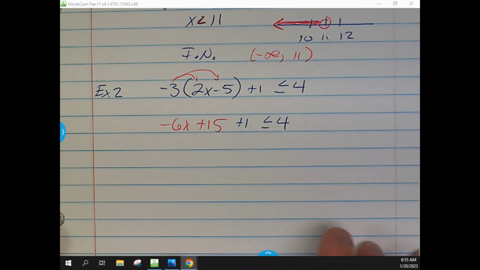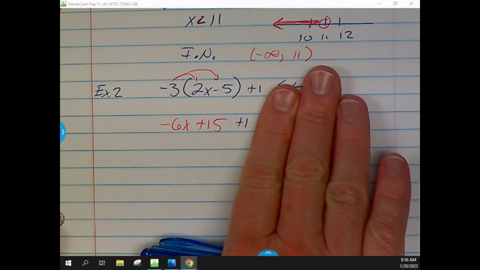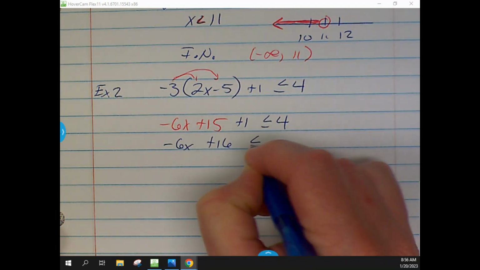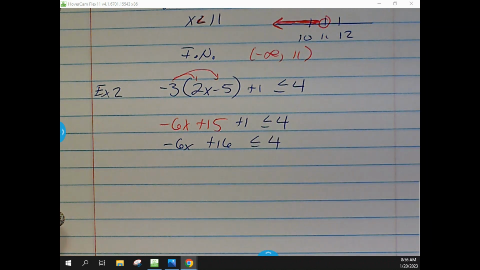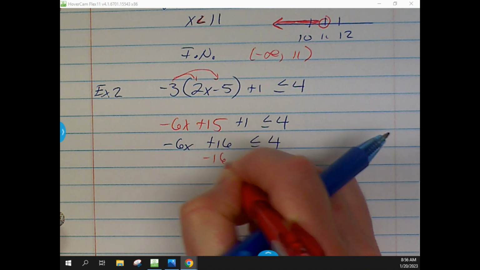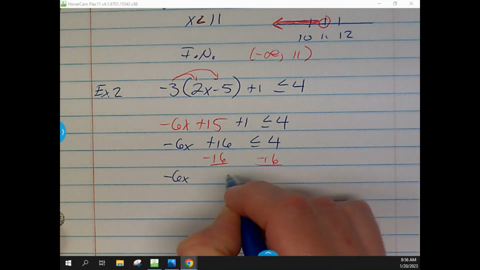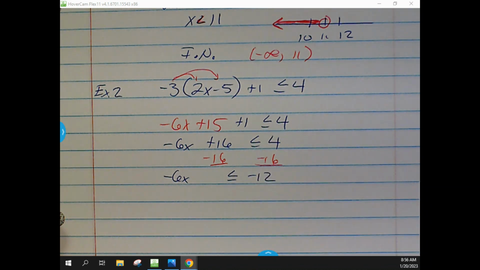Okay, and then from there, on the left-hand side of the inequality sign, you've got the 15 plus 1. Just go ahead and make that 16. And then we can subtract 16 off both sides. So negative 6x would be less than or equal to negative 12.